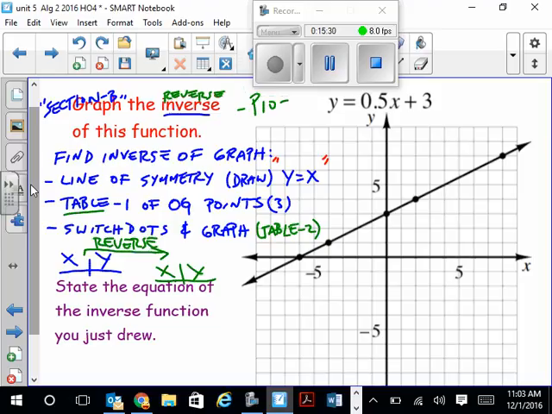How many do you need? You need 3. Sometimes they're easier to find on the actual test. It'll be a little bit harder to find, but hopefully I'll help you. Next, you're going to switch dots and graph. Switch dots and graph. And I'll show you what that means. That will be called your table 2. So write that down.